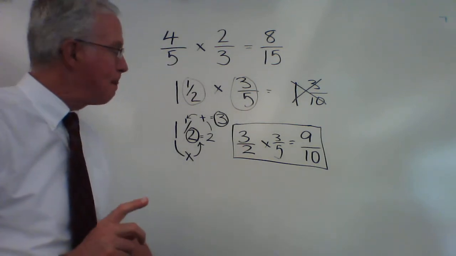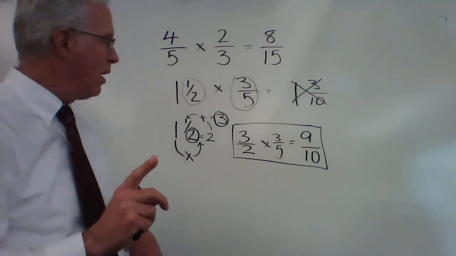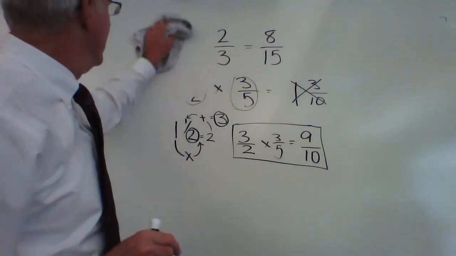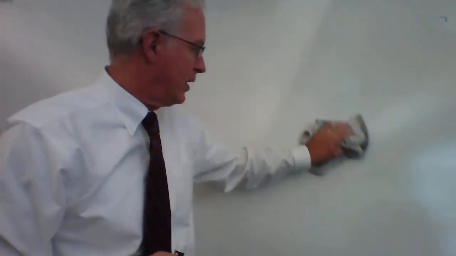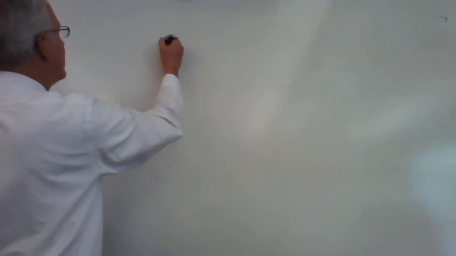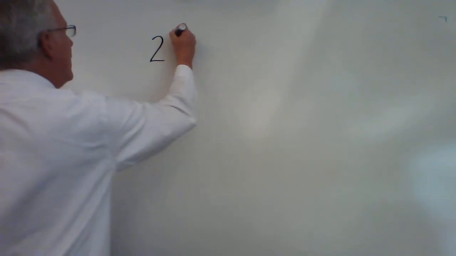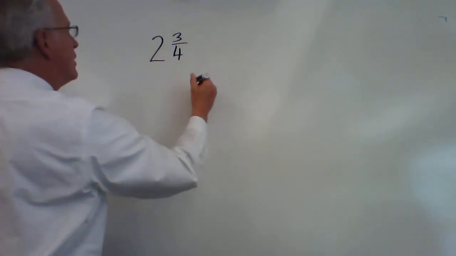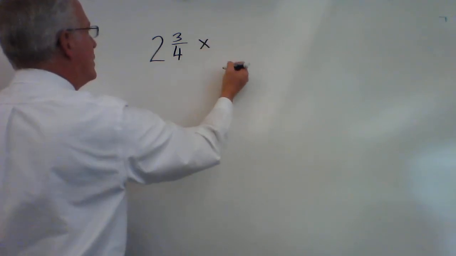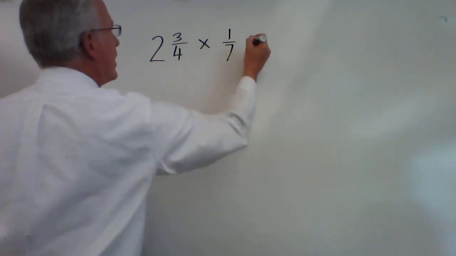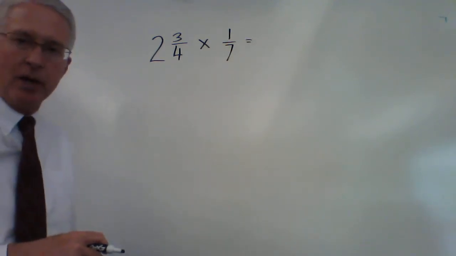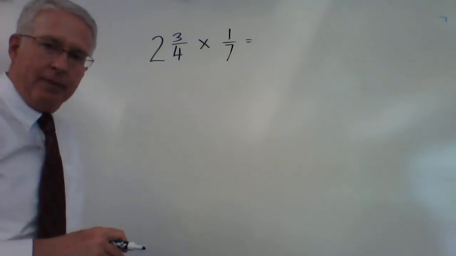Okay? I'm going to do one more. Once I erase here, I'm going to write, just like I always do, the equation up there. I want you to pause and then solve it, and then come back and we will solve it together. So let's do 2 3/4 times 1/7. So pause the video, solve that on paper, come back and we'll do it together.